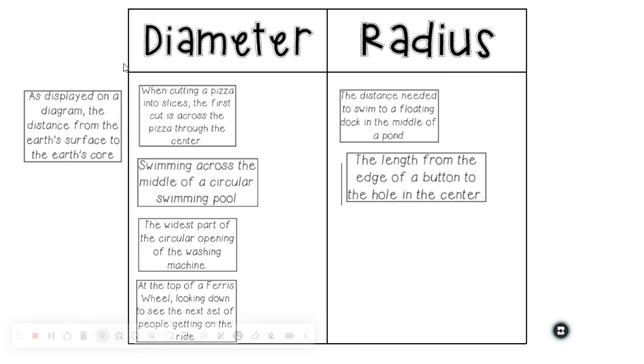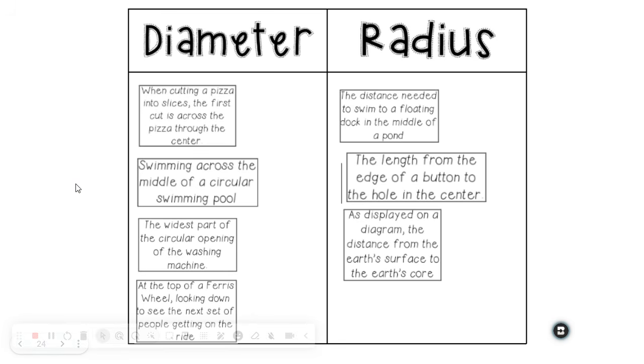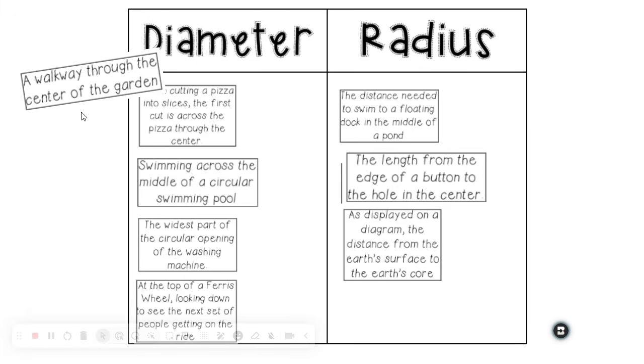As displayed on a diagram, the distance from the Earth's surface to the Earth's core. This is going to be radius. If you're going from the surface to the Earth's core, which is in the middle of Earth, that is going to be radius. You're going to the middle, not through the middle.